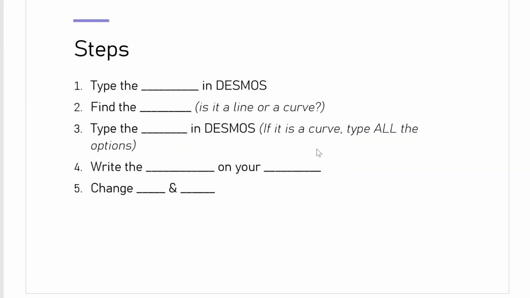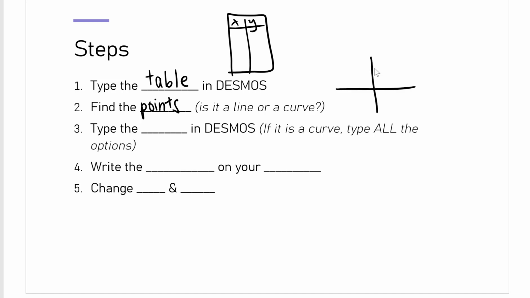All right, now we're going to review the steps. There are 5 steps for this topic. Step 1, type the table in Desmos. Step 2, we're going to find the points on the graph. So step 1 is the table. Step 2 is to find the points on the graph. Is it a line or is it a curve?